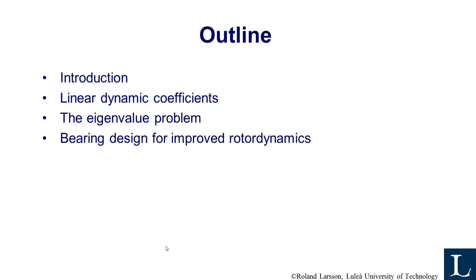The outline of this lecture is in two parts. In the first part, we'll introduce you to the problem, and then we'll discuss something called linear dynamic coefficients. And in the second part, we'll do some mathematics and solve the eigenvalue problem to see where the dynamics problems occur, and later also discuss how to solve them. Can we get rid of the dynamic problems?